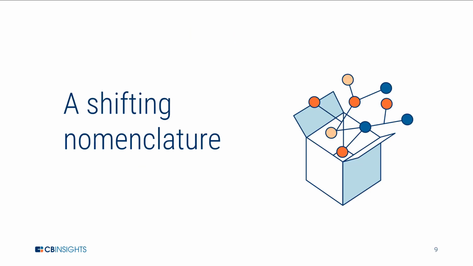So first, let's talk about nomenclature and how blockchain can mean different things to different stakeholders. So now we're just going to quickly show you a bit of our platform and how we use it to look at trends and naming conventions.